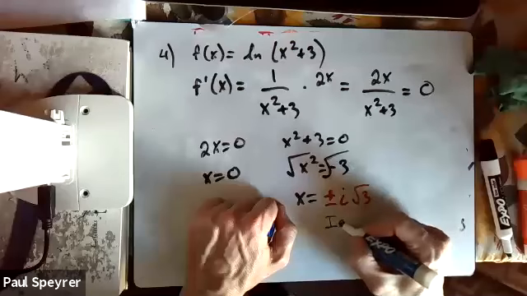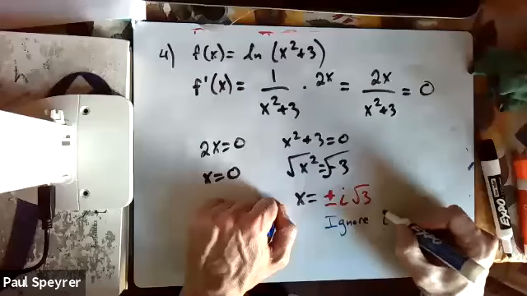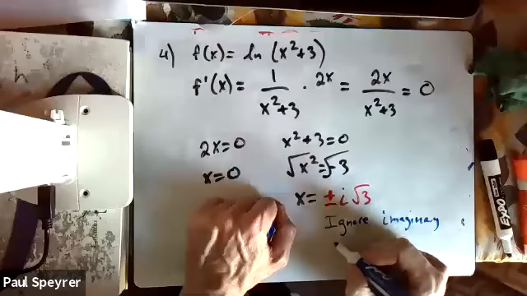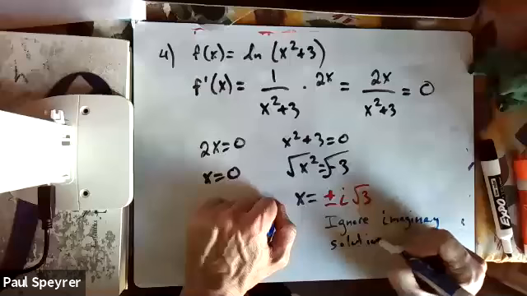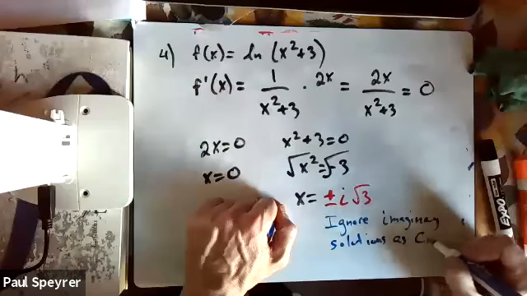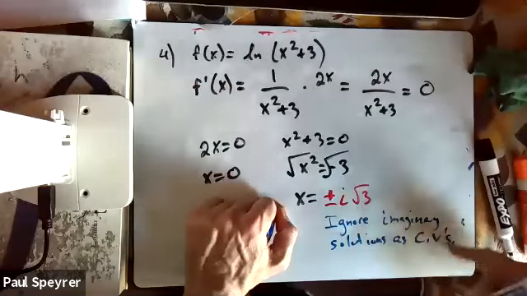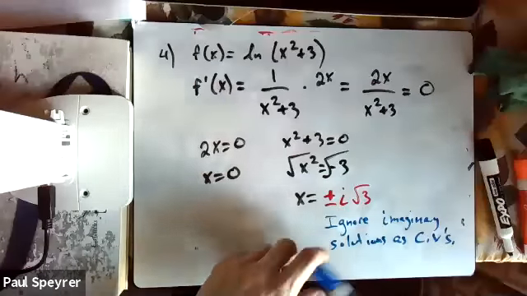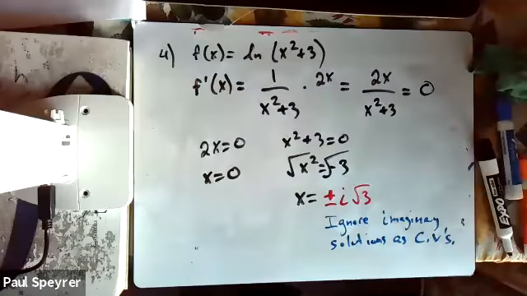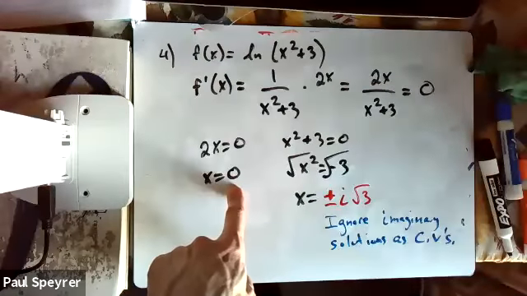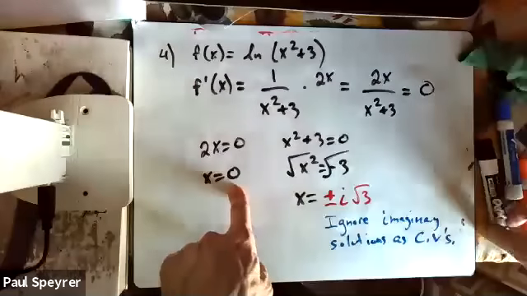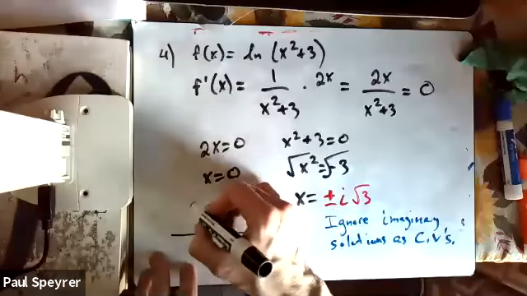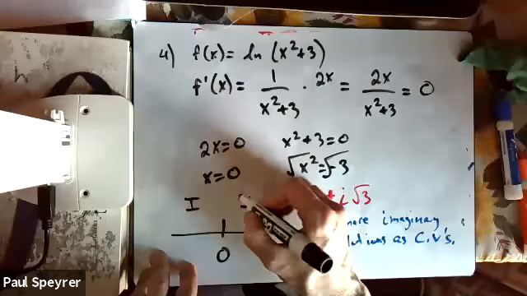So you ignore imaginary solutions as, I'll say, critical values. Why? Because remember, critical values have to be real numbers. Imaginary numbers are not real. So this makes the problem a lot easier, right? Why? Because we only have one value to work with right here. Well, one value to test around 0. So you only have 2 regions, 1 and 2.